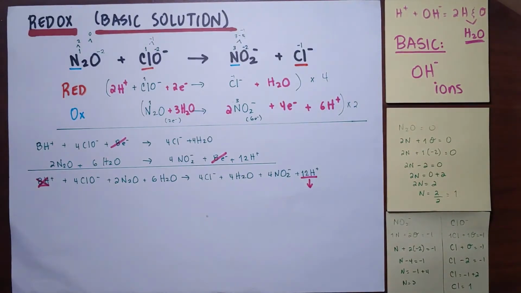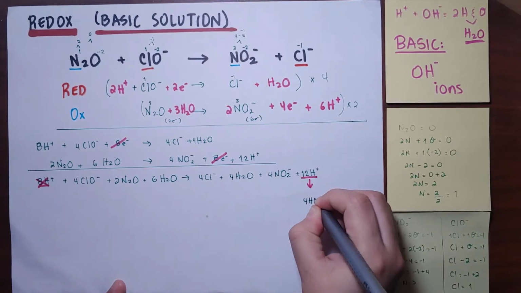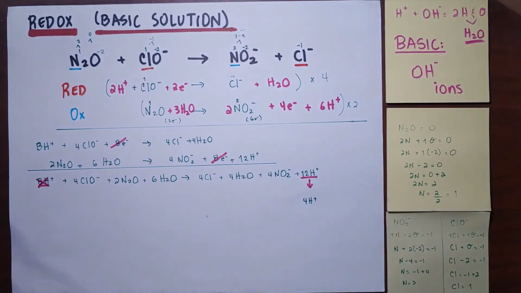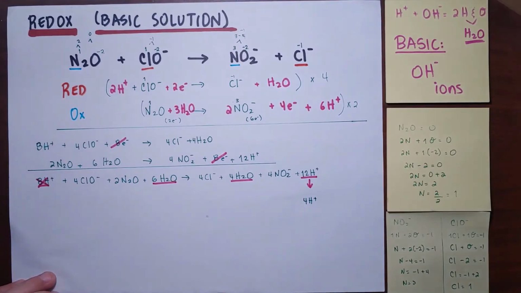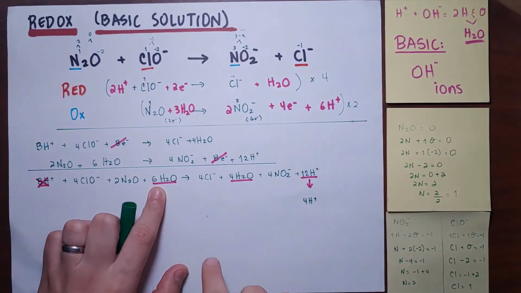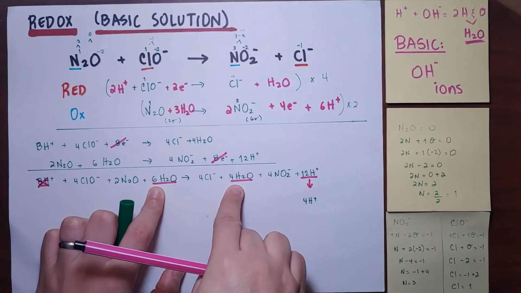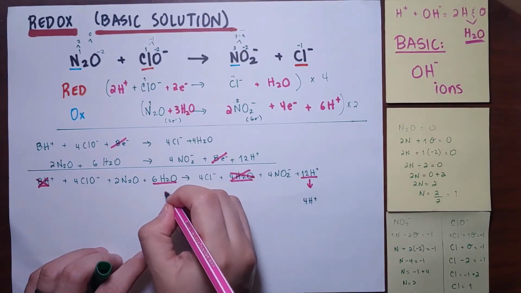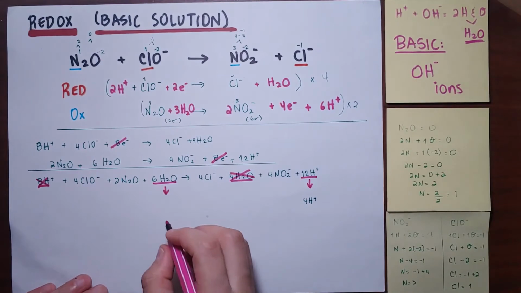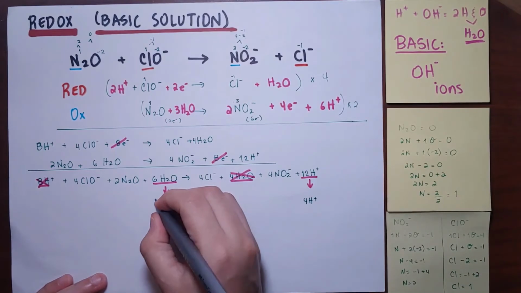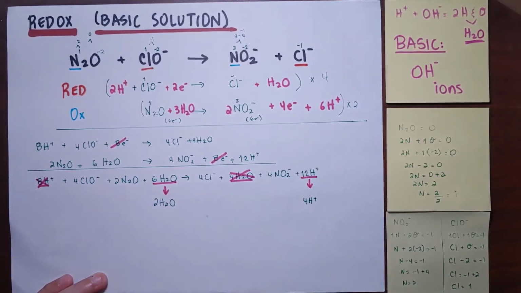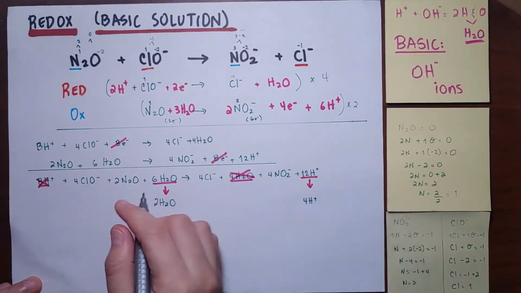So my result here is 4H plus ions. Now I need to see what other molecules I have in common. As you can see, I have water and water. Now here I have more waters, okay? So 6 minus 4 is going to give me 2 water molecules. So it will be 2H2O. And now, let's copy the rest, okay?